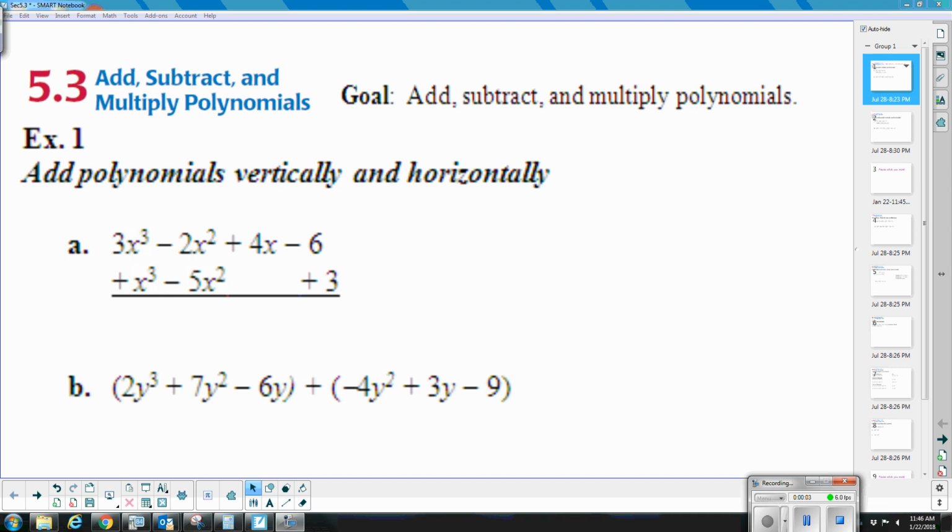Anyways, this is lesson 5.3. This is Mrs. Blaufuss here, and it's about adding and subtracting and multiplying polynomials.